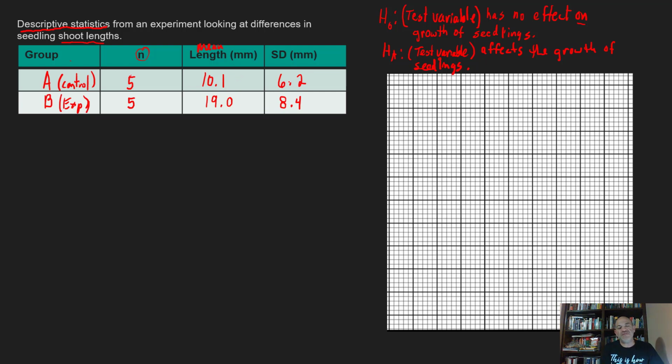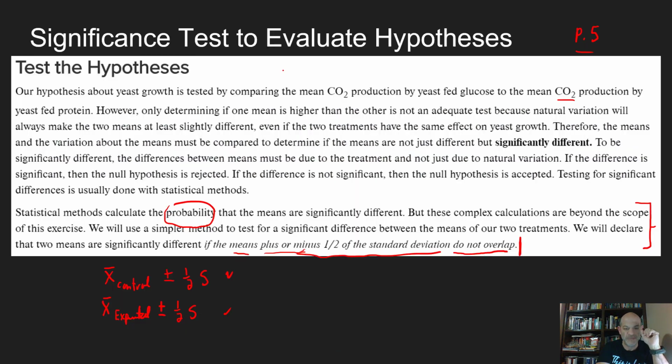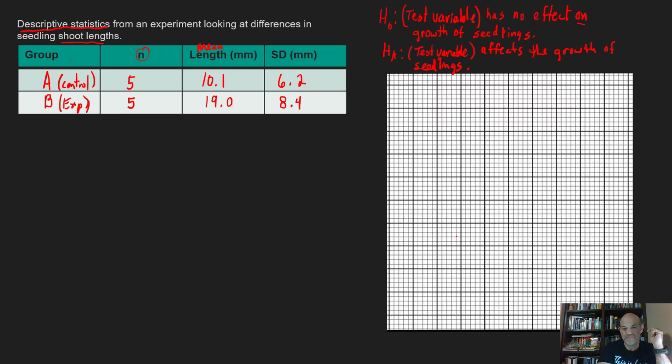And then these are the standard deviations. So they've already calculated that for us. They already went through the process of going through the table we went through in the last video to calculate your mean and your standard deviation, something you need to practice. And now we're going to take those means and standard deviations, which is the next step, and do our significance test. The significance test is to determine if the mean plus or minus 1/2 standard deviation don't overlap. If they don't overlap, then that's going to be considered significantly different. There's a significant effect. Okay.